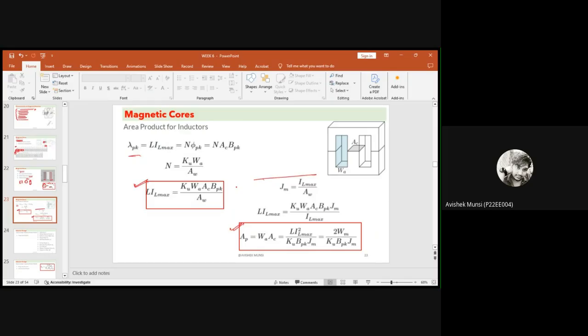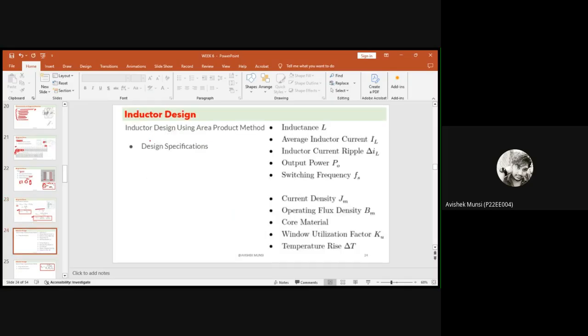So these are the formulas. So now moving into inductor design. Step by step we will revise how to design the inductor. So number one is inductor design. The process is inductor design using the area product method.